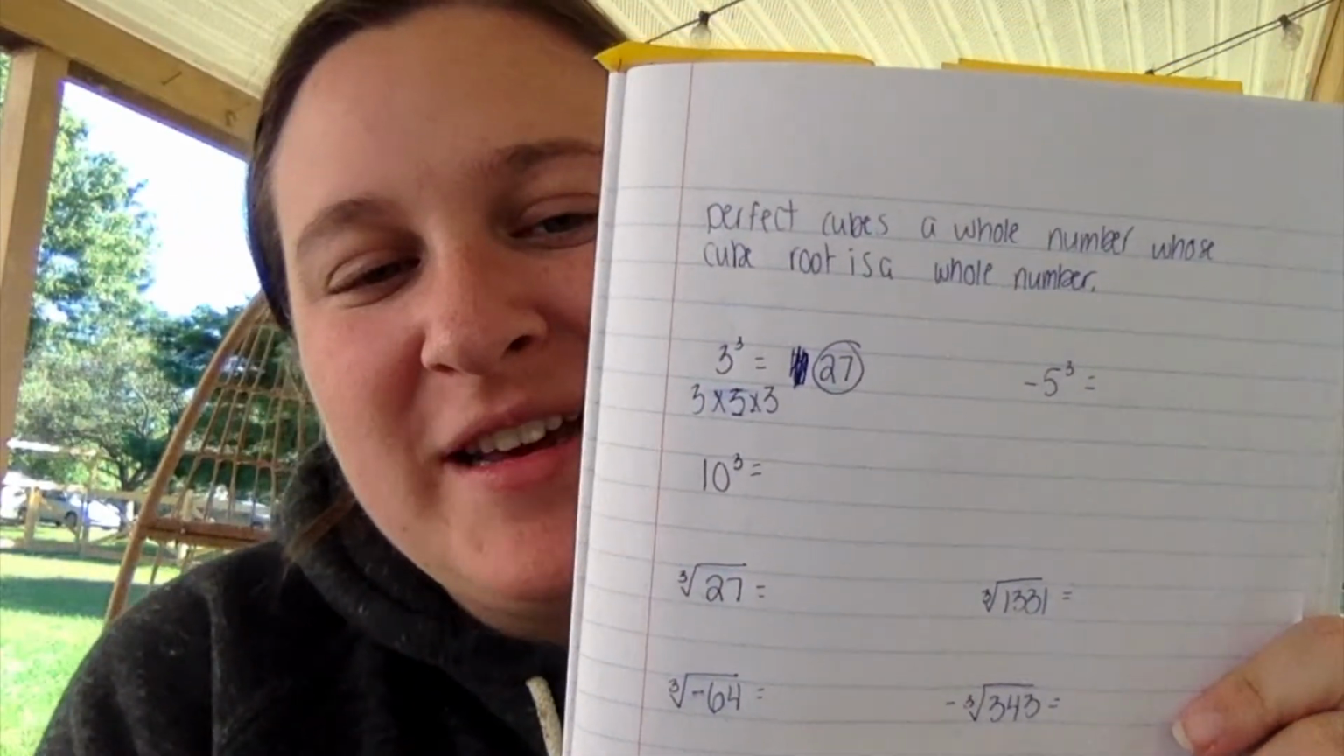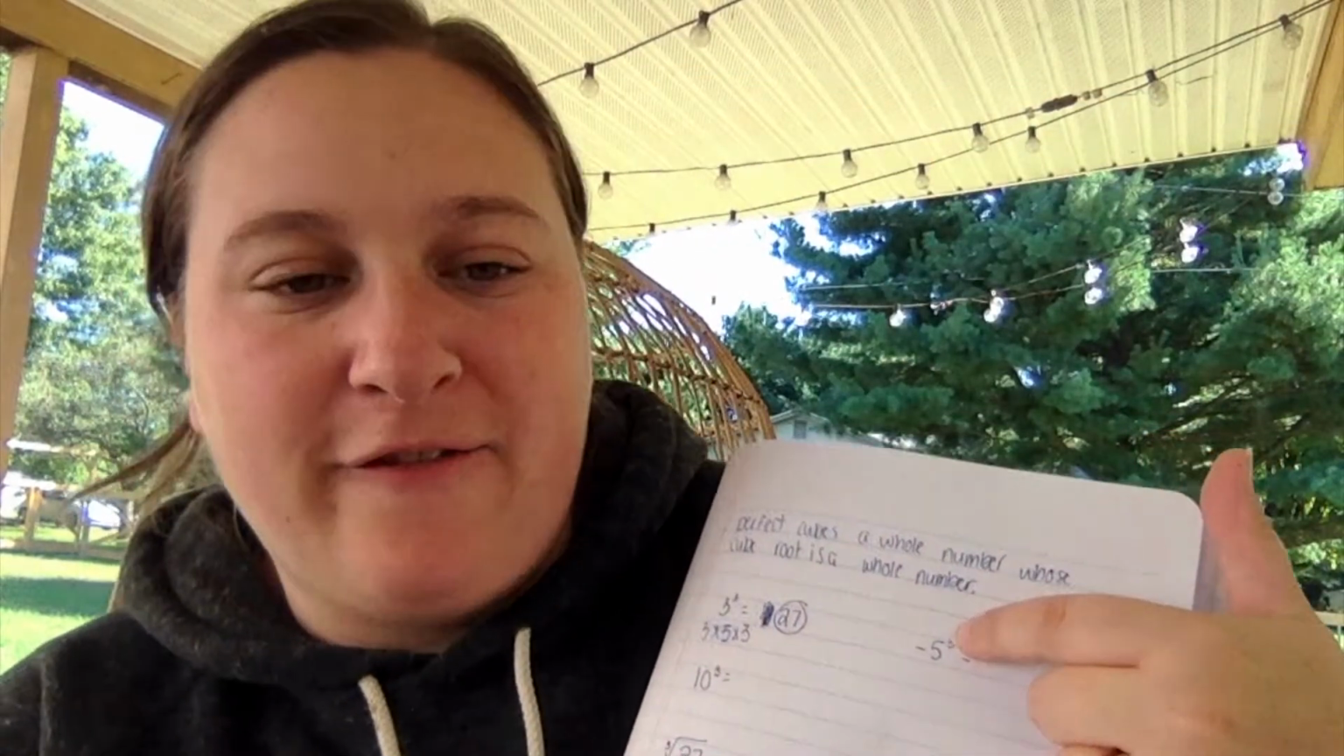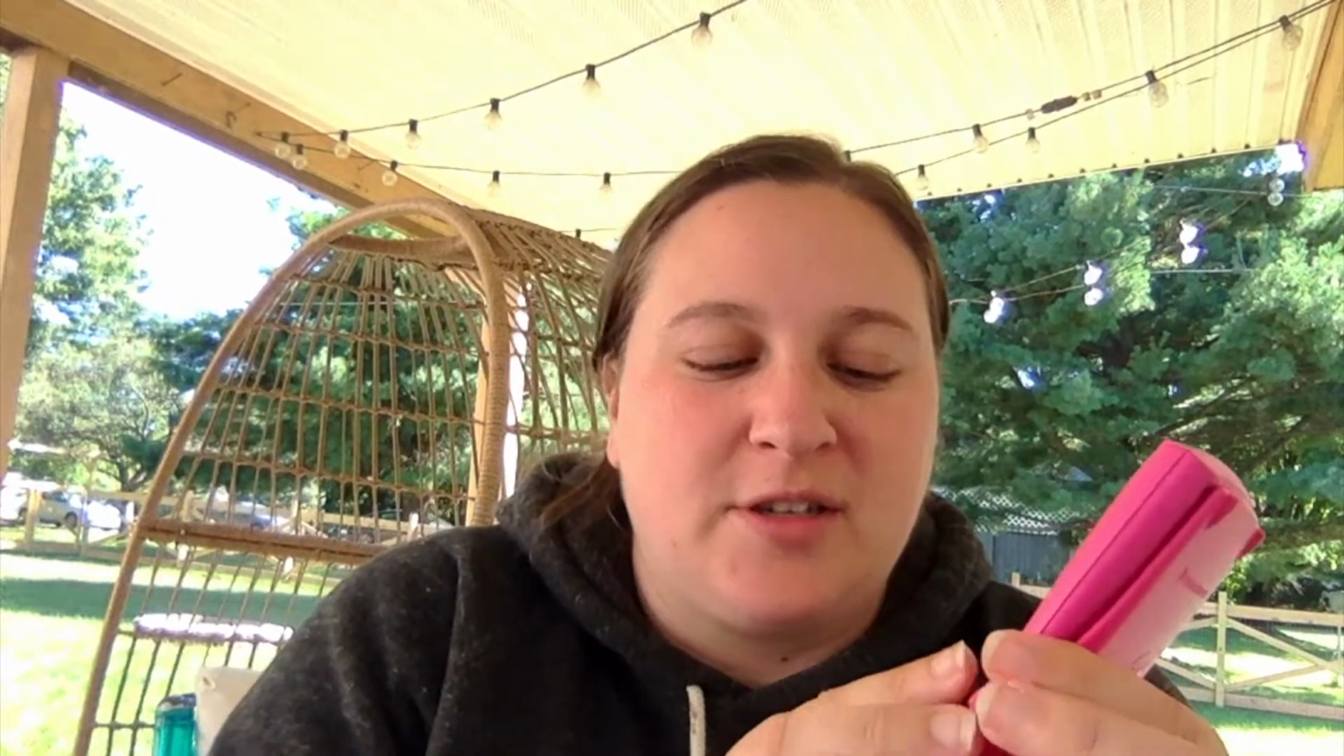3 cubed equals 27. So our next example, we're going to do negative 5 cubed. Since we're starting to work with negatives now, we're going to hit this negative button here, hit 5. The caret key is how we get our exponent or our cubed, and then we're going to type in 3. We get negative 125.